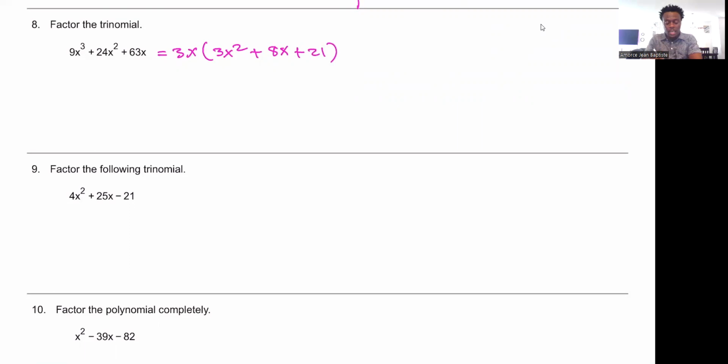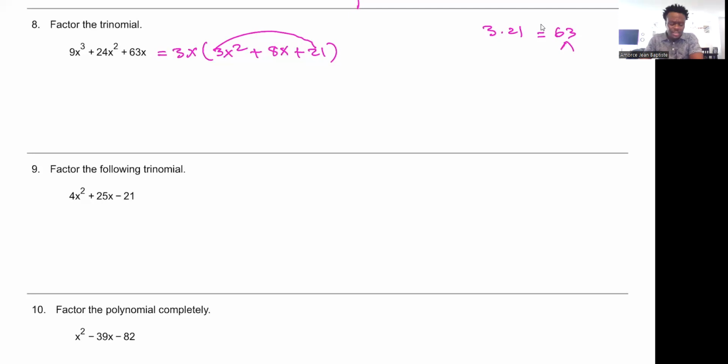So now we're gonna see how we can multiply and then factor the GCF, right? What we do in this case is multiply 3 and 21, and then we get 63. We need two factors of 63 that the sum will be 8.